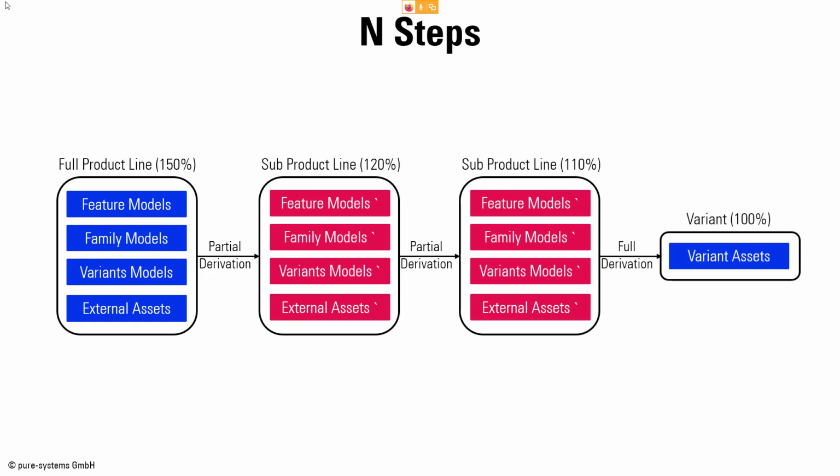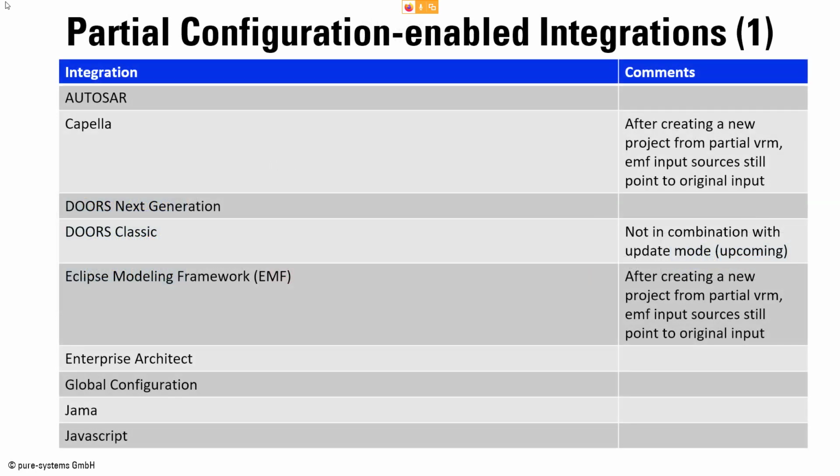And out of that, you could again generate a further pruned down sub-product line that is then in the next step pruned down to variant-specific assets for an actual variant. So we added this capability as a core concept to pure::variants, meaning the intention is to offer support for all of our integrations. In the following slides, I want to show you which integrations are currently supported with partial configuration mode. All the ones that show up here have partial configuration support enabled.